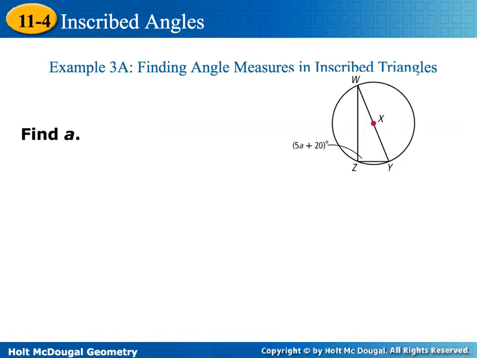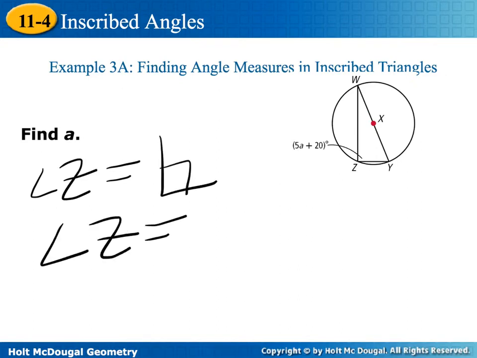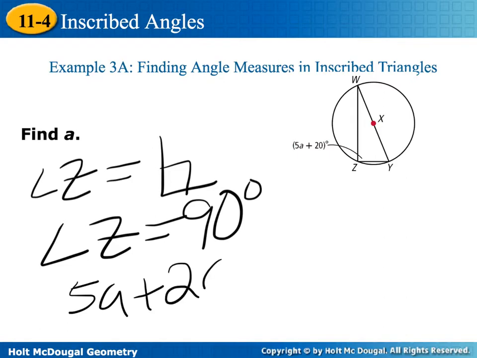All right, so find A. This is the example that they want us to do. I believe it's actually example 2. It says 3A. That's a lie. All right, so they want you to find A. But since I know that it subtends the diameter, I know that angle Z is a right angle. So angle Z equals 90 degrees. But angle Z, they're telling me, is 5A plus 20. So all I do is set 5A plus 20 equal to 90. I'm doing that because it intercepts the diameter, so this has to be 90.